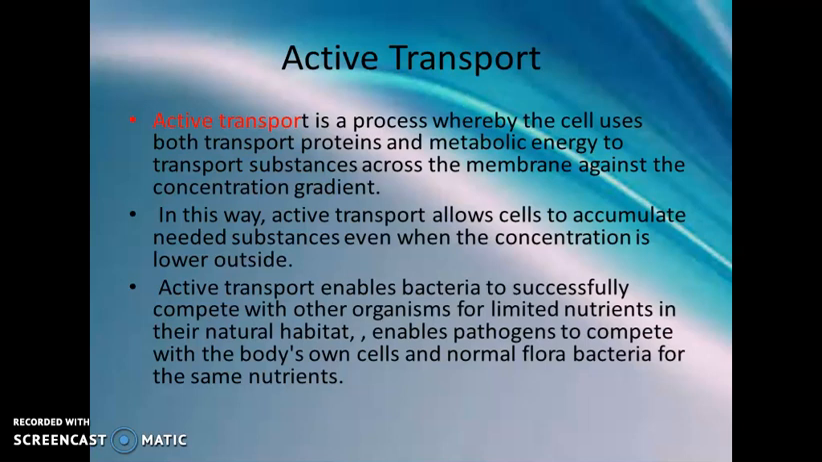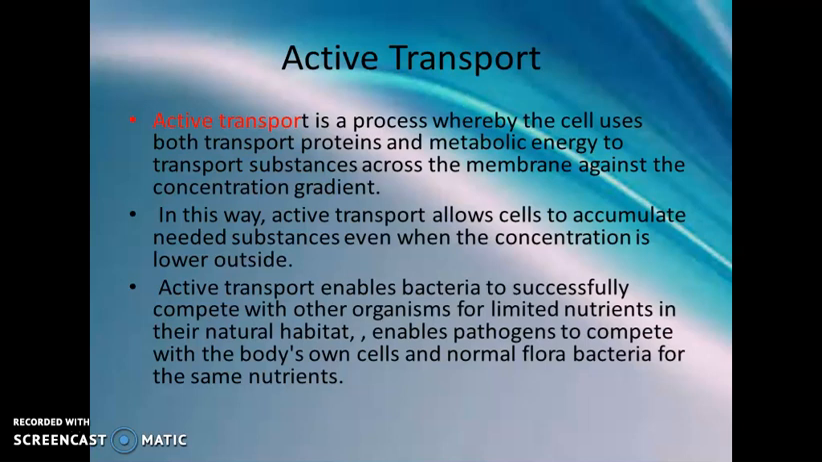So active transport allows the cells to accumulate needed substances even when the concentration is lower outside. It is because the transport takes place through the expenditure of metabolic energy. So it can easily transport the solute even though its concentration is lower outside. This is how it can gain entry into the bacterial cell.